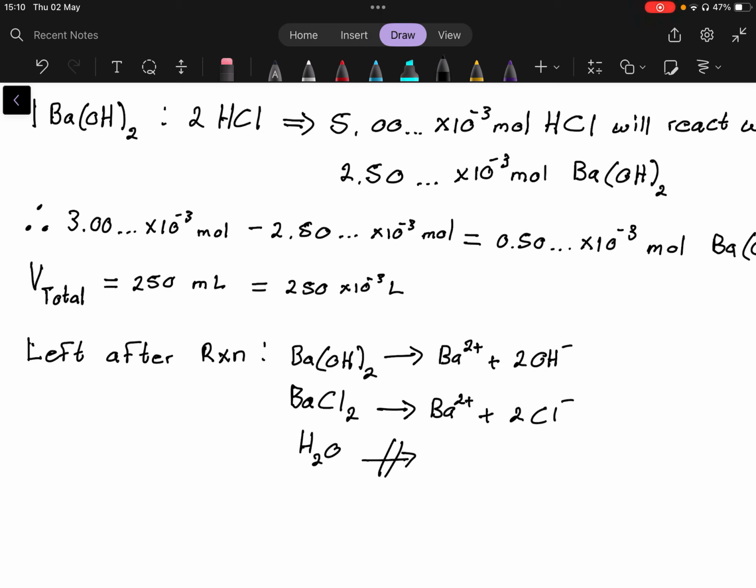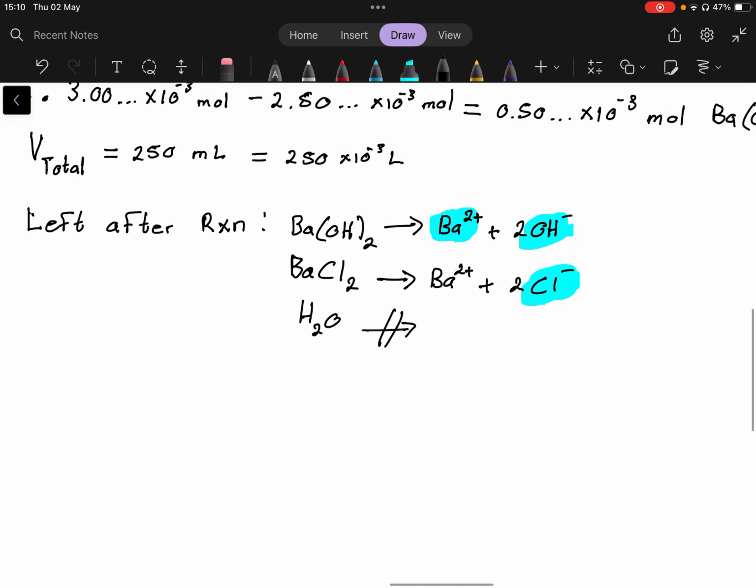Interesting argument there. We made more water, so doesn't the volume increase? That's a good question. Okay. So what do we have at the end of the day? What are the ions present after reaction? So it's definitely bariums. There's hydroxides, hydroxyls, and chlorine ions. So we need to calculate the number of moles of each of these species that are left, and then we need to calculate their concentration.